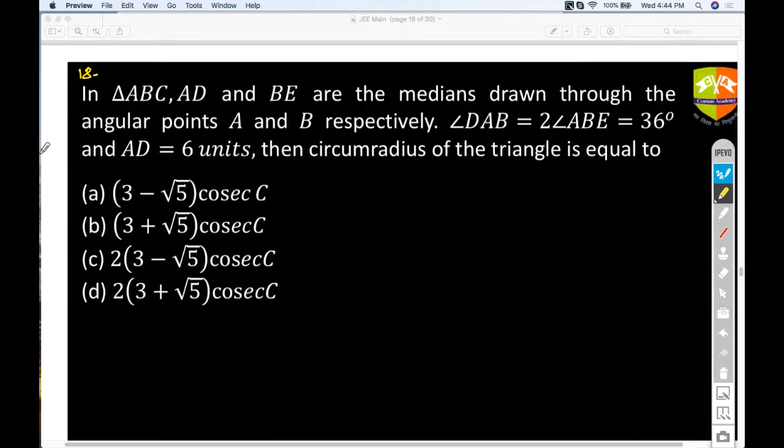In a triangle ABC, AD and BE are the medians drawn through the angular points A and B respectively. Angle DAB is twice of angle ABE, which is equal to 36 degrees each. AD is 6 units. Then the circumradius of the triangle is.